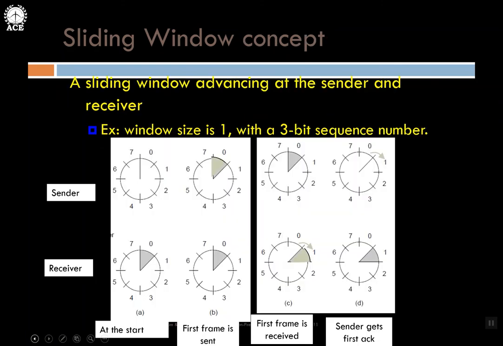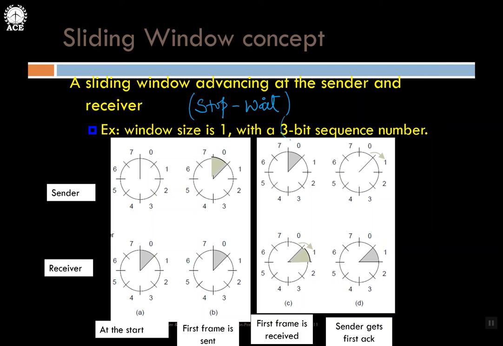This is the 1-bit sliding window protocol. What happens in the 1-bit sliding window protocol? As I said, the window sizes of both sender and receiver are 1. That means the sender will have to send and wait. That's why this is also generally called stop and wait. It is based on the ideology of stop and wait: send 1 frame and wait for acknowledgement. The window size is 1.